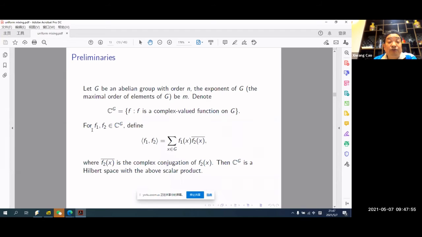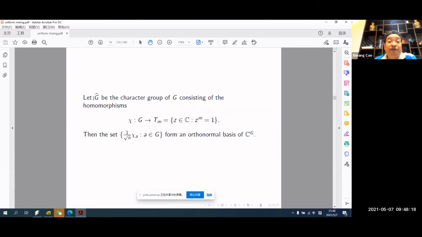For any two functions, we define the scalar product of these two functions in this way. And then C^G is a Hilbert space under this scalar product. Let G hat be the character group of G. The characters are maps from G to T sub m, where T sub m is the set of complex numbers whose m-th power is 1, and m is the exponent of G. Then this set forms an orthonormal basis of this vector space.